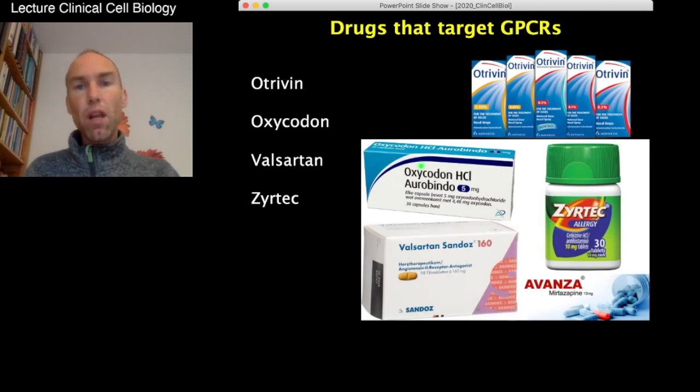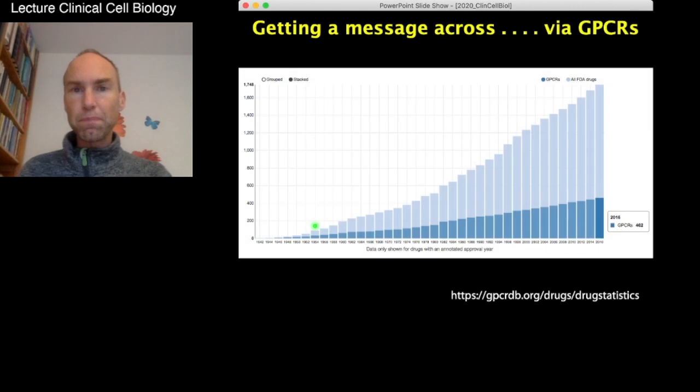Now, in this way, a lot of drugs have been developed that are currently on the market. And this slide shows a couple that may be familiar to you. So, for instance, we have Otrivin, a nasal spray that targets GPCRs, oxycodone, which is a painkiller, valsartan, that mediates blood pressure. And we also have Cetirizine, which is a histamine antagonist, and this helps to treat allergies. So these are some of the well-known drugs that target G-protein coupled receptors.